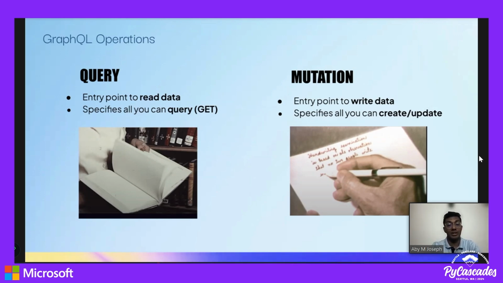Also, there are mutations to change the server-side data. GraphQL provides a clear and structured way to perform mutation operations. Like queries, we can also specify the structure of the response, enabling us to get immediate feedback.